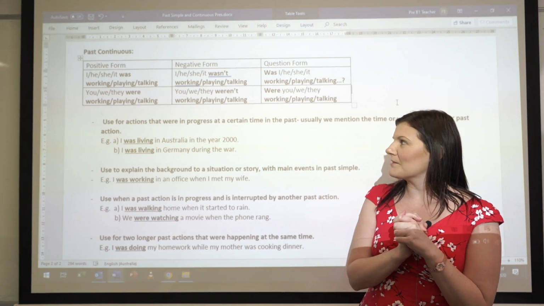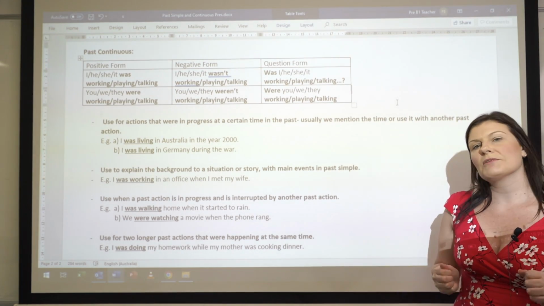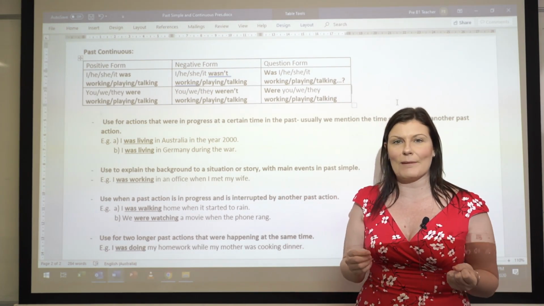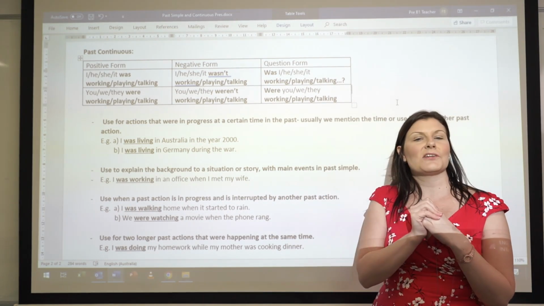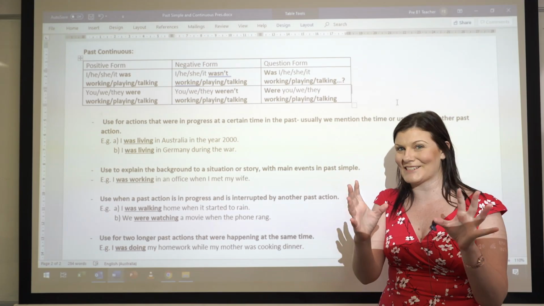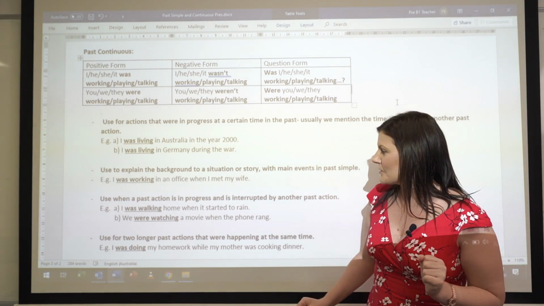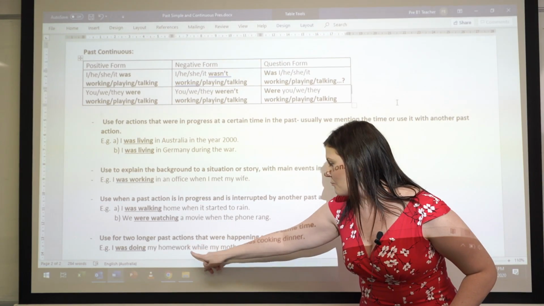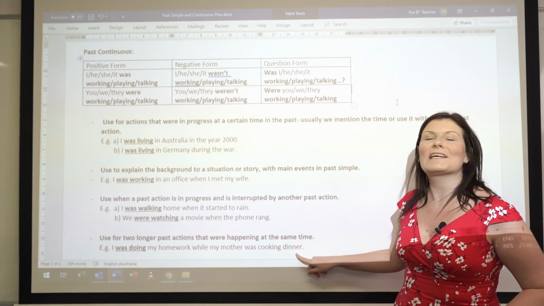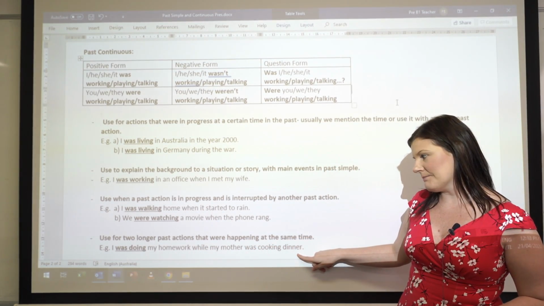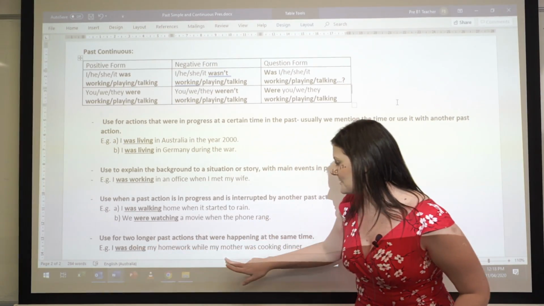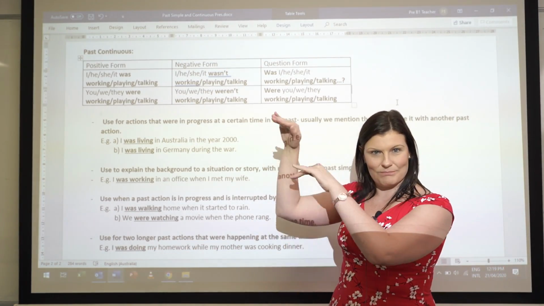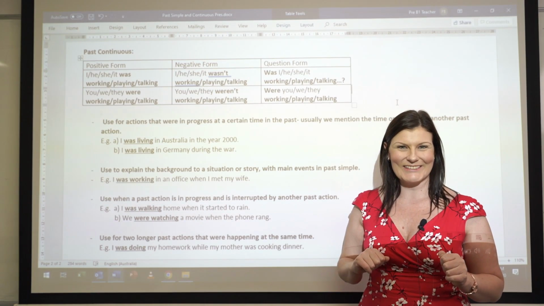The last way that we use this is when we have two longer actions that happened at the same time. They were happening over a certain time in the past concurrently together. So, for example, I was doing my homework while my mother was cooking dinner. That means these two actions here were happening at the same time, like this.